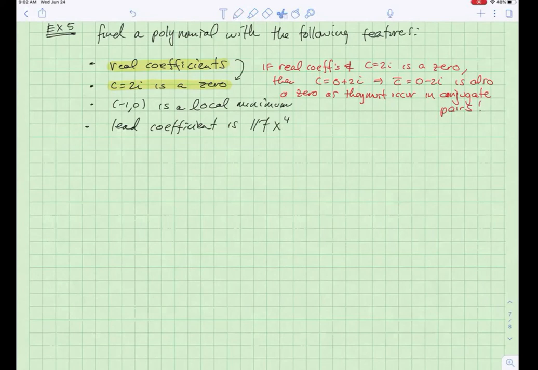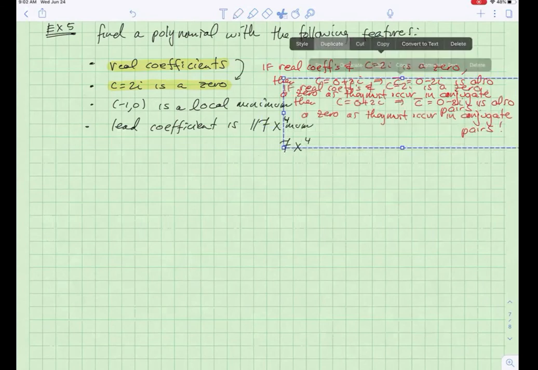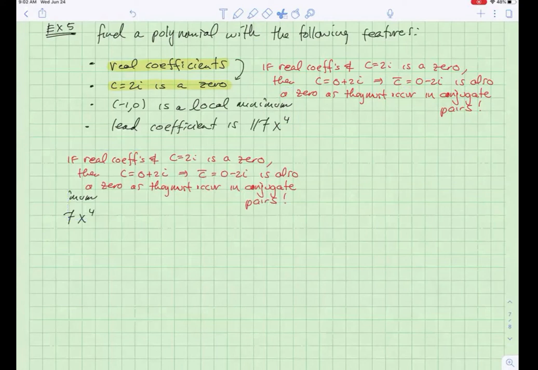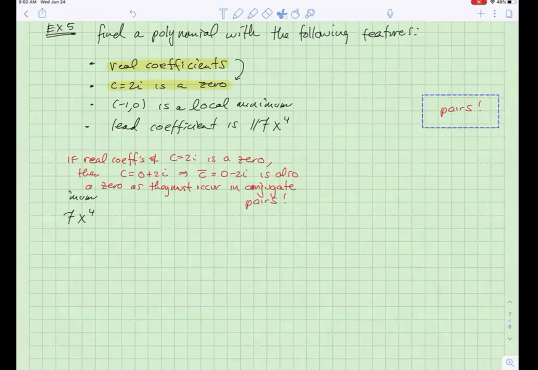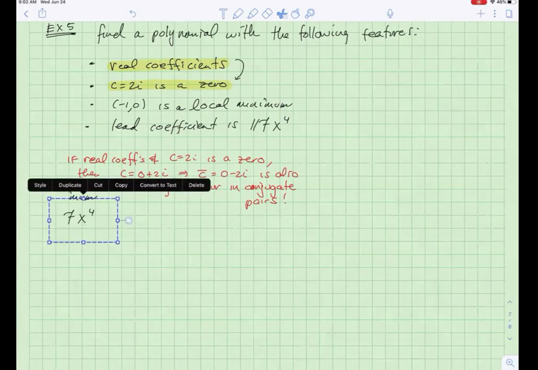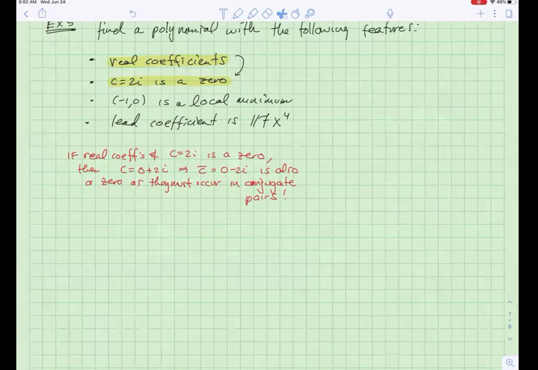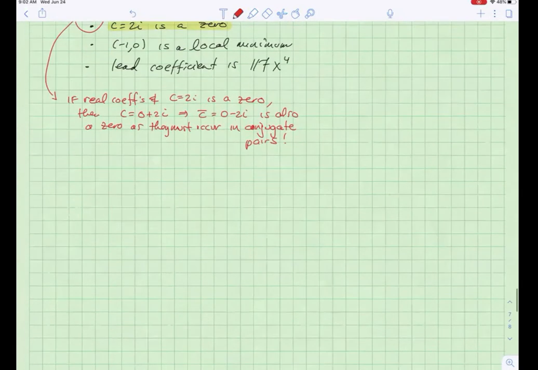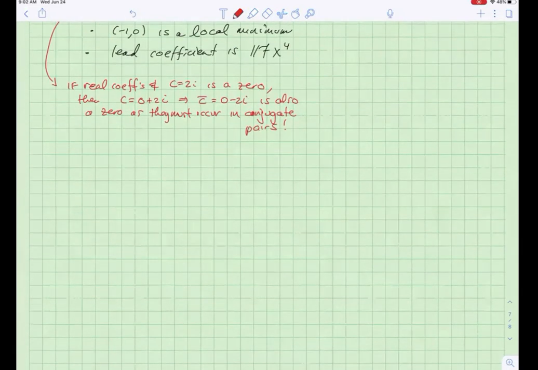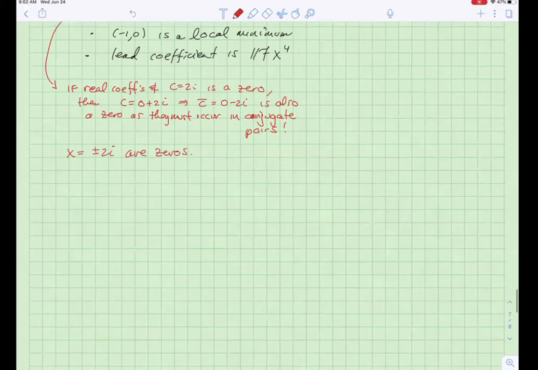Let me actually move this. So now that we have one zero, we have two zeros. So x equals plus or minus 2i are zeros.